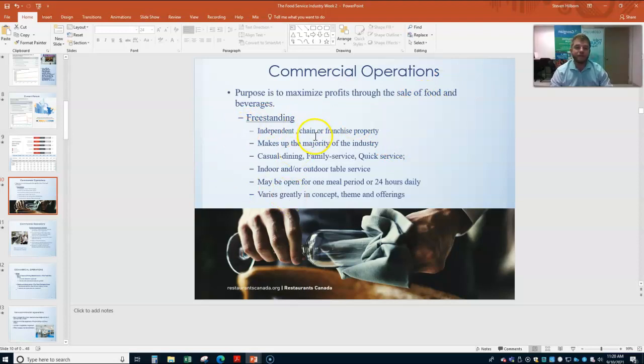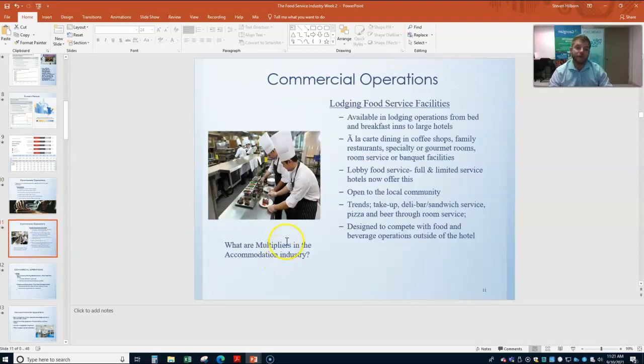So they could be independent, chains or franchises. This makes up the majority of the industry: casual, quick service, limited service, family service, indoor, outdoor, food trucks, breakfast places that are open 24 hours a day. They vary greatly in the way that the business is set up. But they all have the one thing in common: their purpose is to maximize their profits through the sale of food and beverage.